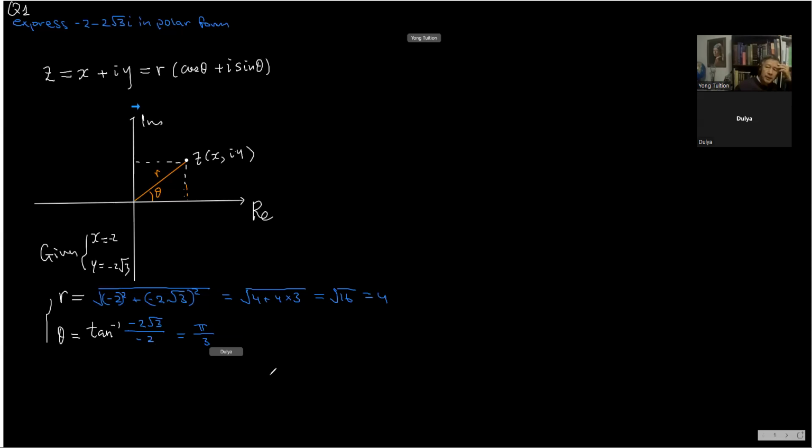And also you have to add the period. The period for tangent is pi, so you have to put n multiplied by pi here, where n equals 0, plus or minus 1, plus or minus 2 and so on. This is method 1.